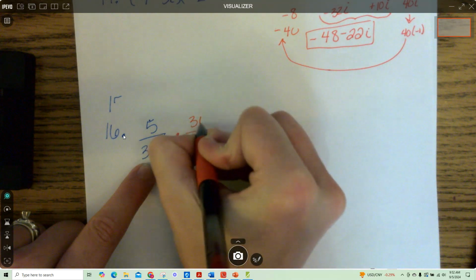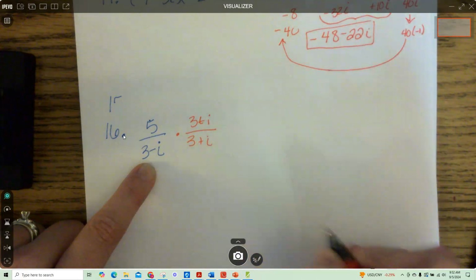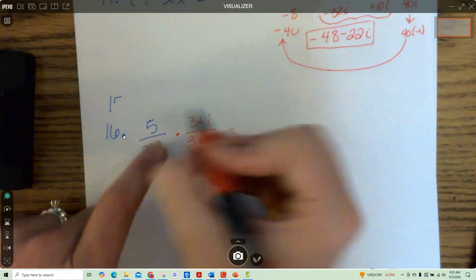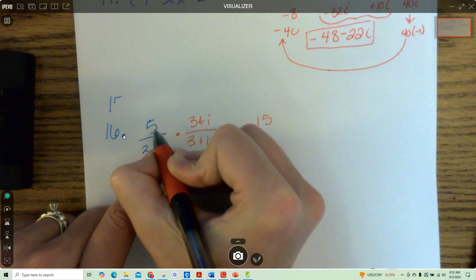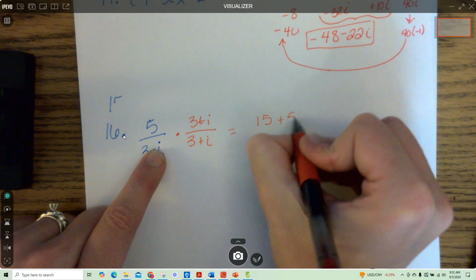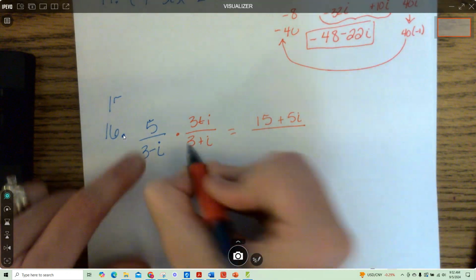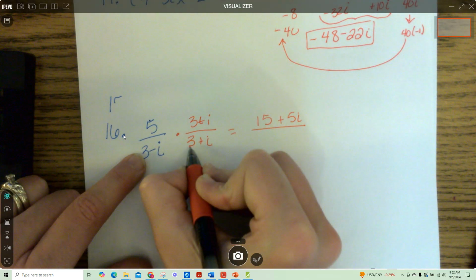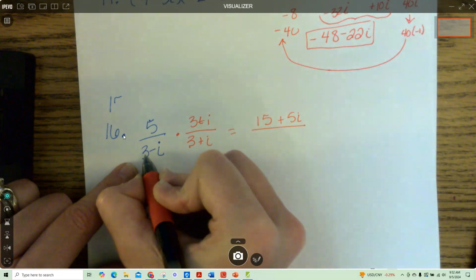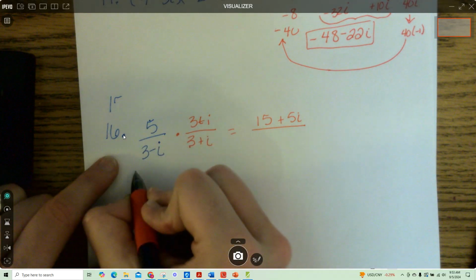Anything that you do to a fraction, you have to do the same thing to the top and the bottom. So 5 times 3 is 15, 15 plus i times 5 is 5i. Okay, wait. It's a little bit trickier than just canceling out. When we multiply, we would FOIL, right? But because we're multiplying by the conjugate, we can just do the first and the last, because it's going to cancel out the outside and the inside. So 3 times 3 is 9.